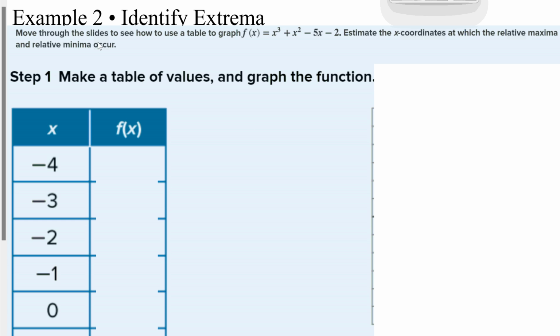Section 2, looking at example 2, identifying extrema. Extrema, I'll show you an example of them, but they basically are your relative maxes and your relative mins, where there's hills and where there's valleys in our graph. So this is an x cubed, so the degree is 3.